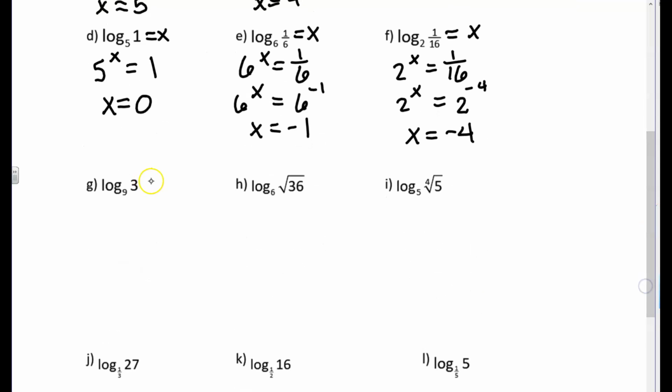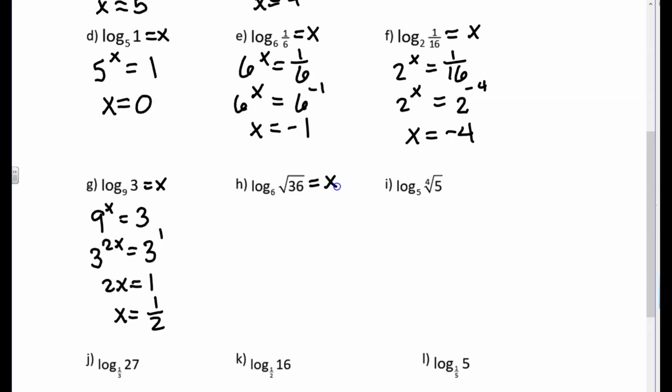Coming right along, I'm going to set that equal to x. That becomes 9 to the x equals 3. Rewrite them both in base of 3. That's 3 to the 2x equals 3 to the 1. Therefore, 2x equals 1. Therefore, x must be 1/2. Here, set this equal to x. I get 6 to the x equals the square root of 36. Rewrite everything in the power of 6. So 36 is 6 squared. Well, you know what? Square root of 36 is just 6, right, guys? We don't actually need to do anything there. And then we get 6 to the x, so x must be 1.